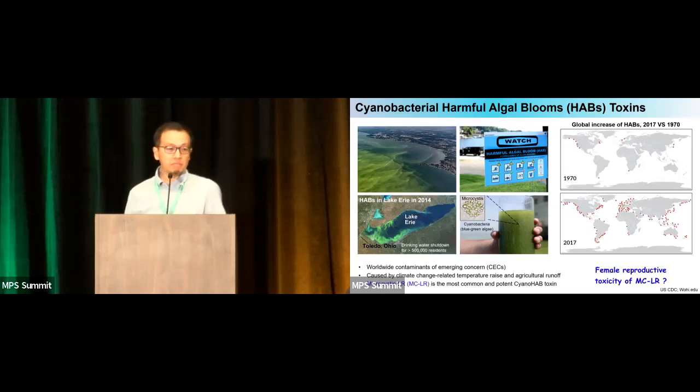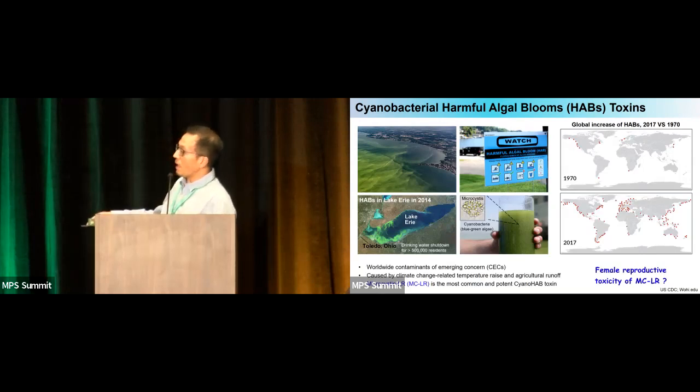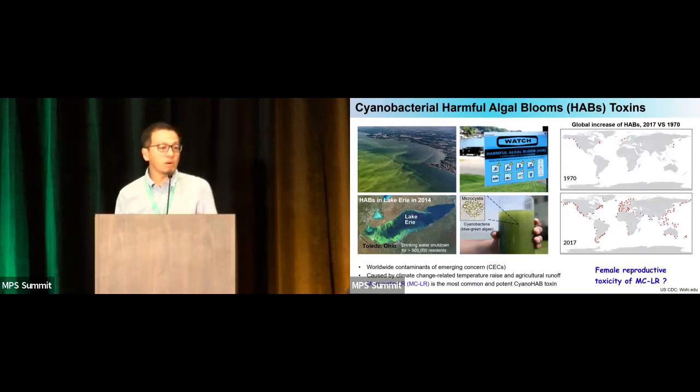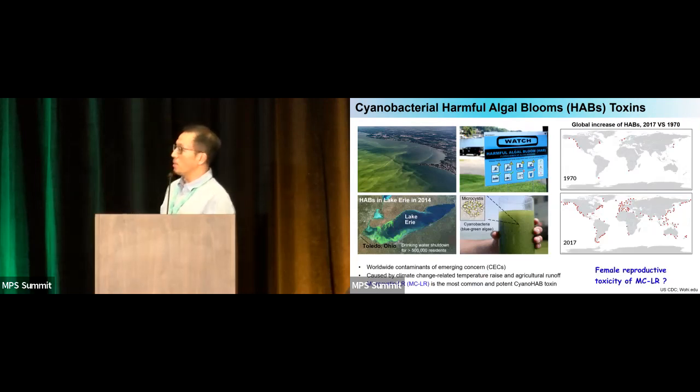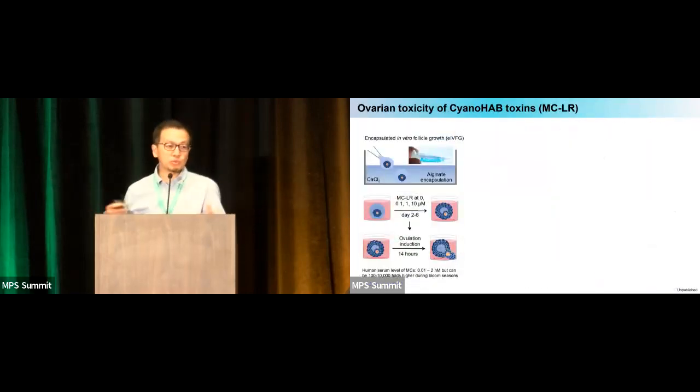The reason we care about blooms so much is that cyanobacteria can secrete or produce some toxins, which are also called harmful algal bloom toxins. Microcystin-LR is the most common and also the most potent type of HAB toxin. It has been shown that it may cause liver toxicity and liver cancer, and it also has neurotoxicity. However, we still don't know whether it can be toxic to the ovary in women or other female mammalian species. So in this study, we used our mini ovary for in vitro exposure using different concentrations of microcystin.